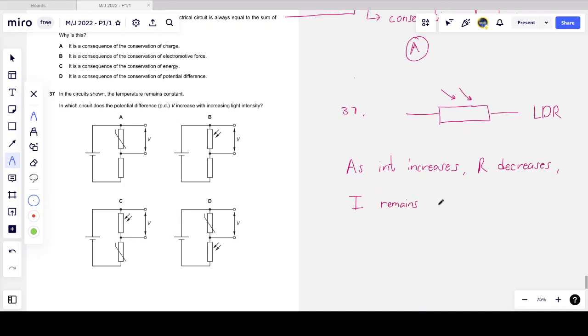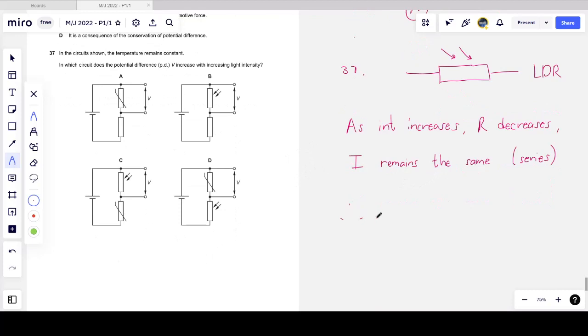Why does the current remain the same? Because these two are in series. So even though the resistance is changing between the two resistors because the light is affecting the LDR, there's nowhere for the current to go. There isn't a branch for the current to escape to. And so the current still has to pass through the two resistors, and so the current remains the same. So the intensity increases, R decreases, but I remains the same.